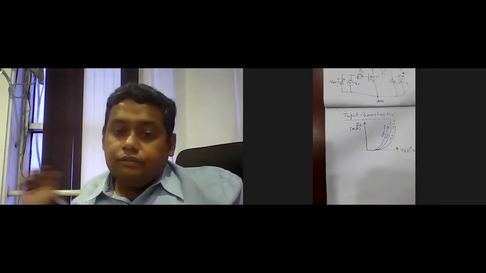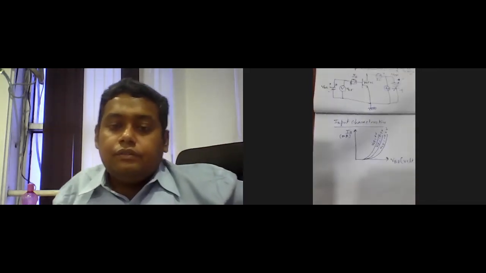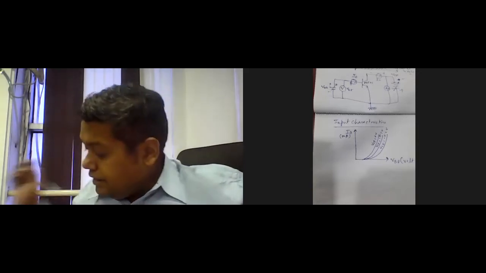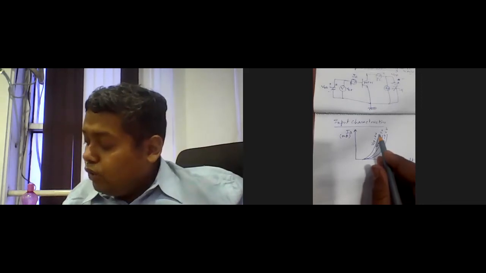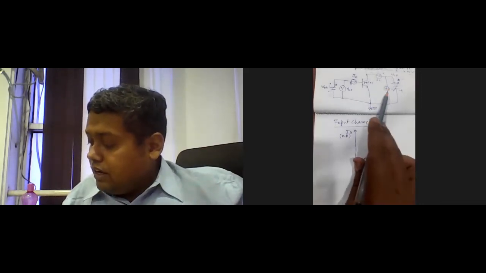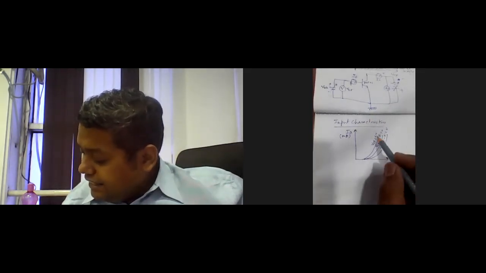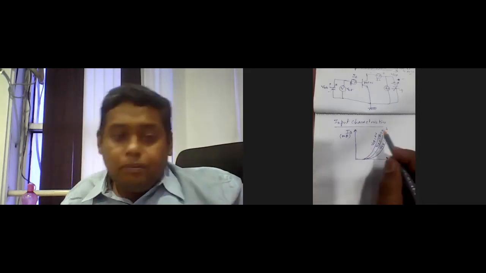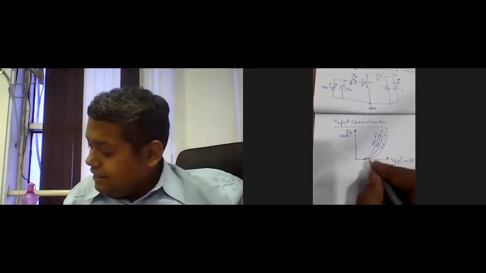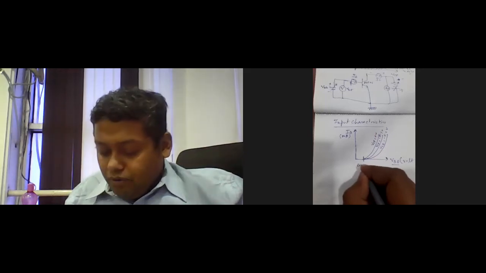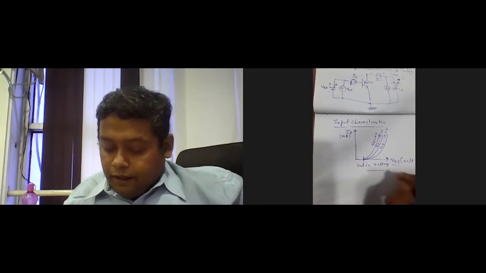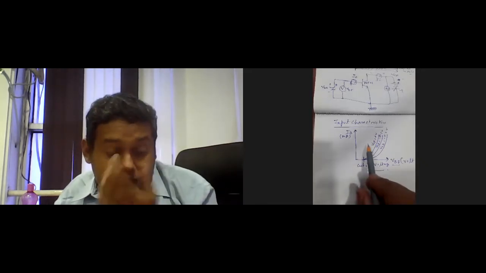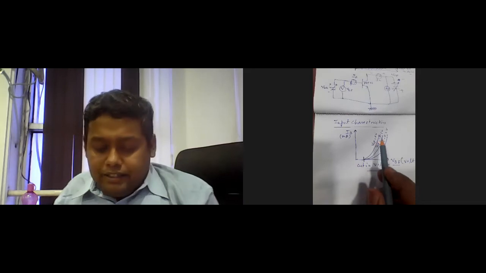like this way. These are input characteristics where the parameters are VBE versus IB, where we will change the output voltage. Initially it is 0 volt. So it is one type of diode forward characteristics, and this voltage is considered as the cut-in voltage. This is one type of normal PN junction characteristics.